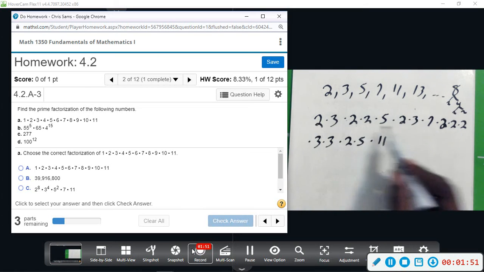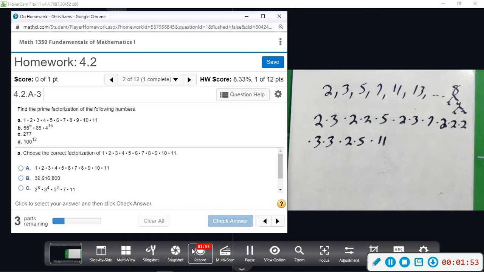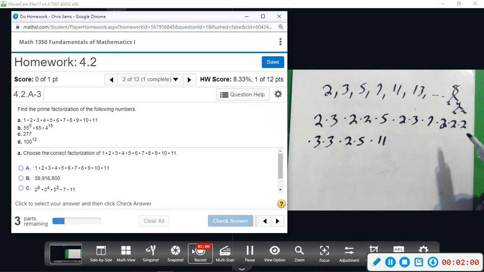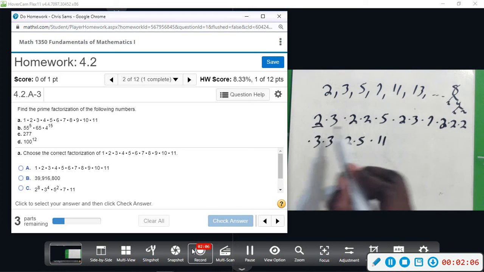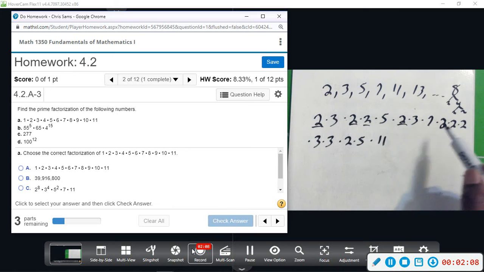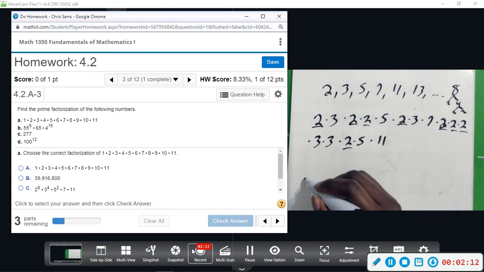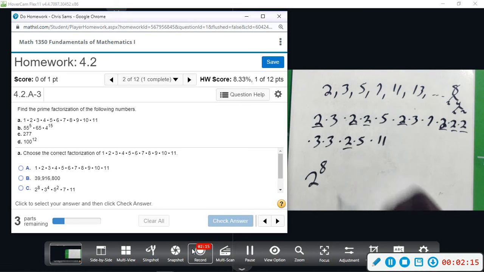Okay, so this is our list. I didn't write 1 because anytime you multiply by 1, you get the other number, so multiplying by 1 will not change anything. And now all we need to do is count and list these numbers. So we have 1, 2, 3, 4, 5, 6, 7, 8 2's. So we will write 2 to the 8th power.